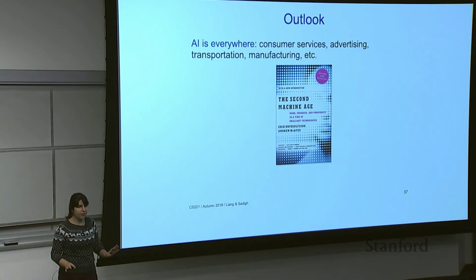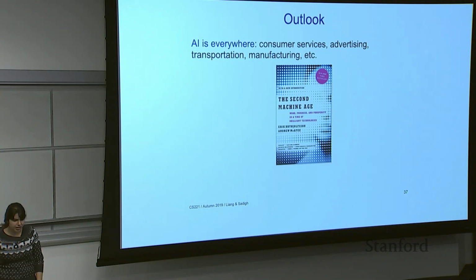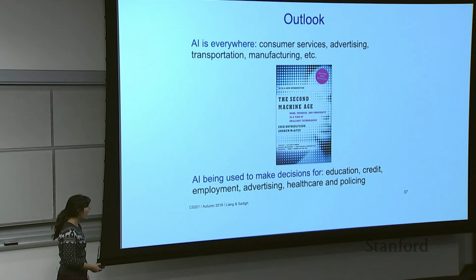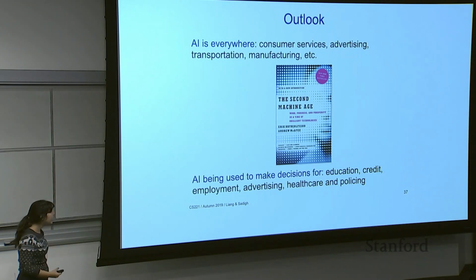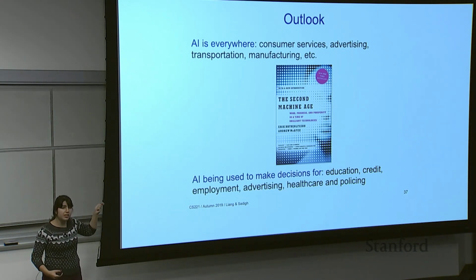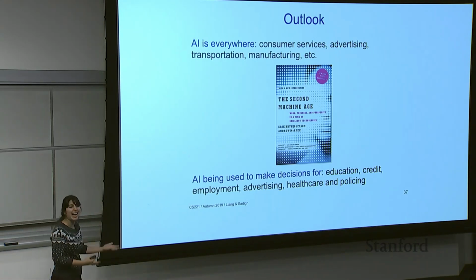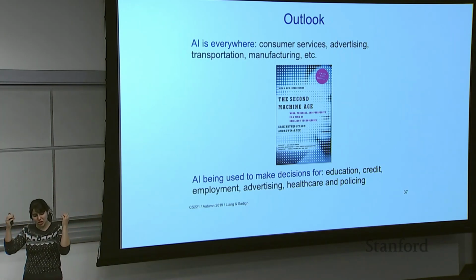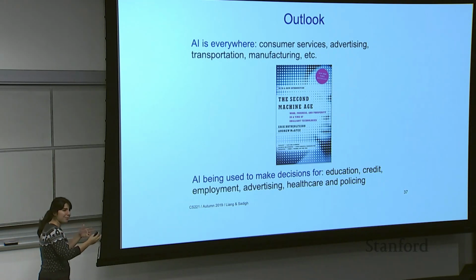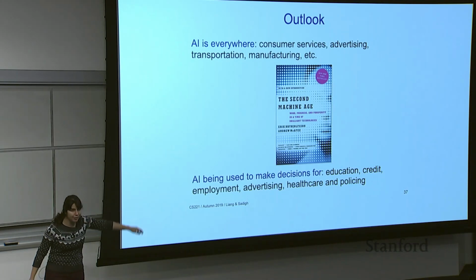All right. So I think I've argued enough that AI is everywhere, right? AI is being used in consumer service, in advertising, in healthcare, transportation, manufacturing, and AI is going to make decisions now, right? Because it has shown all these advances, we're using AI these days to make decisions for us, for our education, for credit, employment, advertising, healthcare, all of these different applications. So if AI is making decisions, then we should be really careful about how AI is making decisions, think about all the possible things that could go wrong or could not go wrong, and understand the system fully before making it make decisions for us.